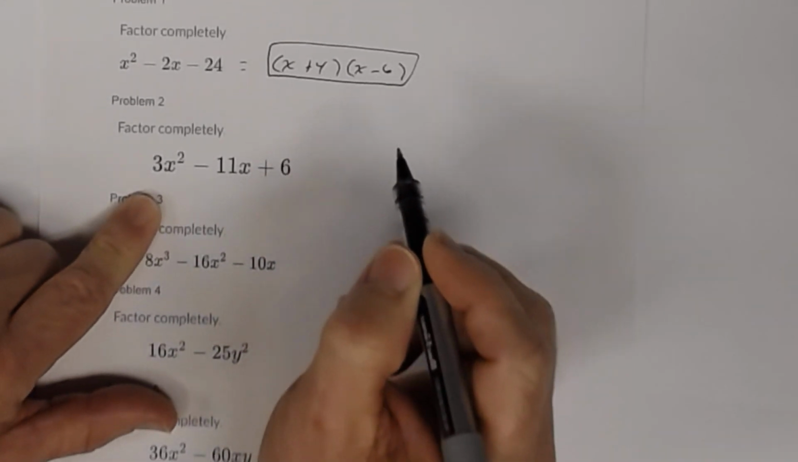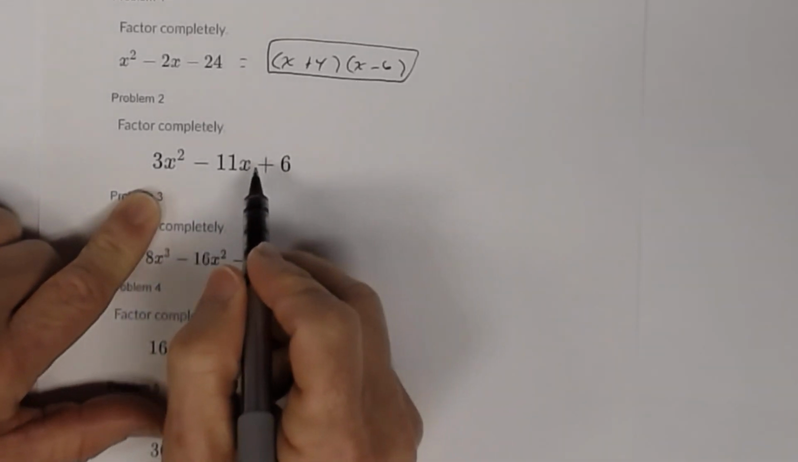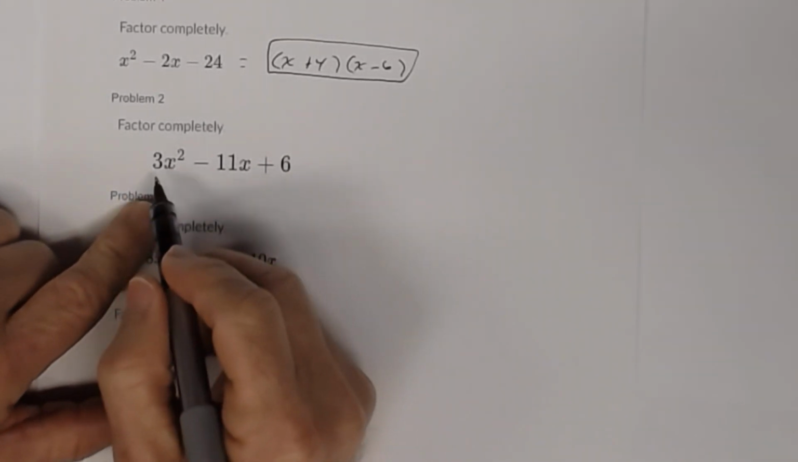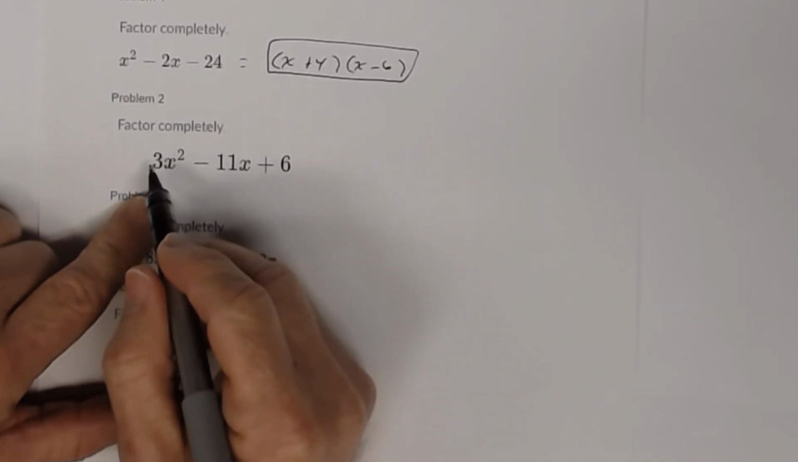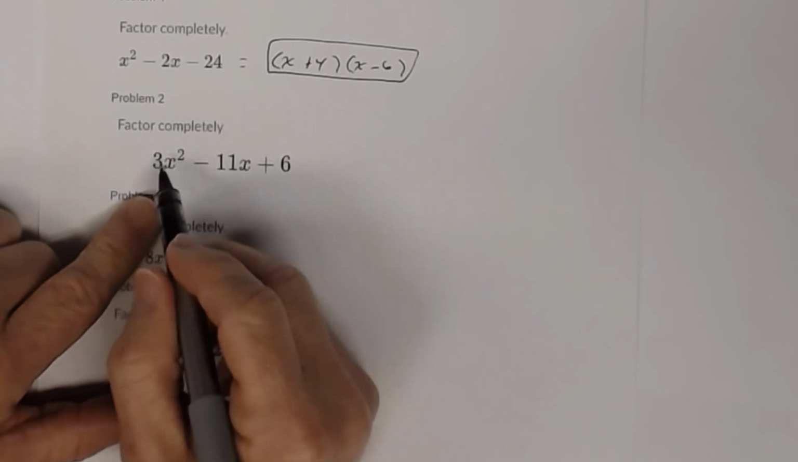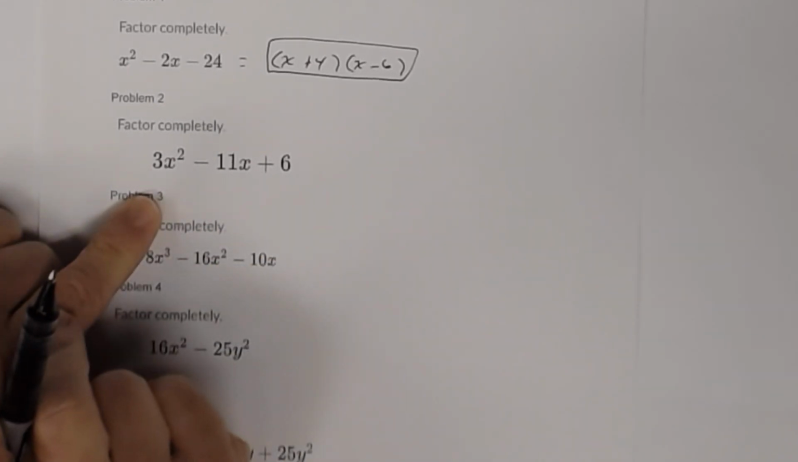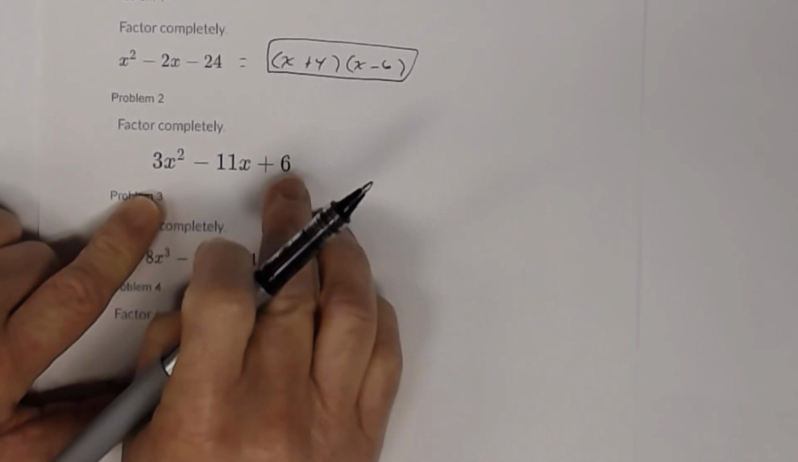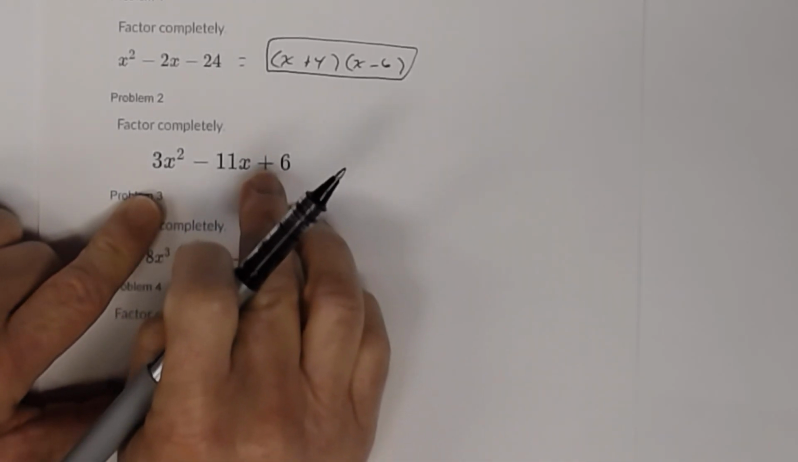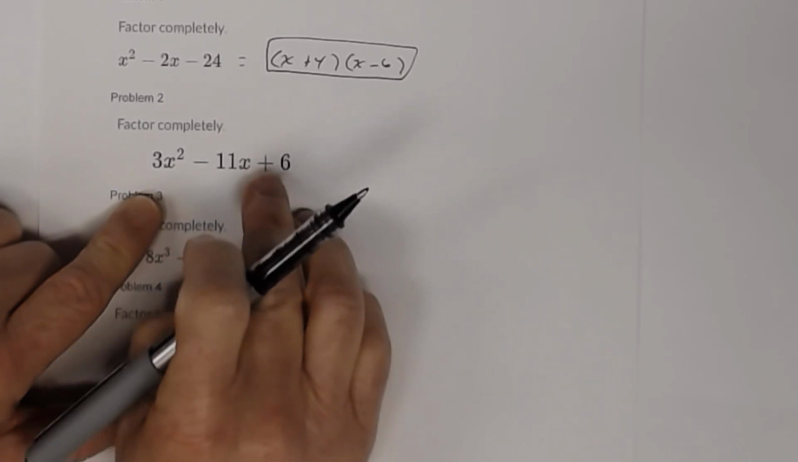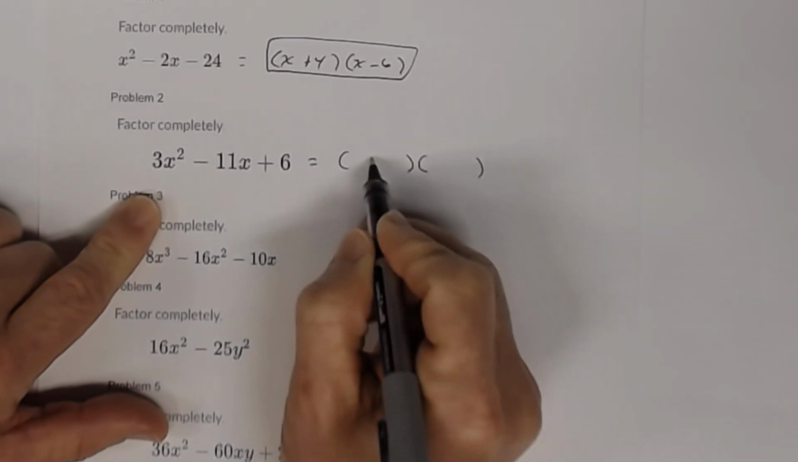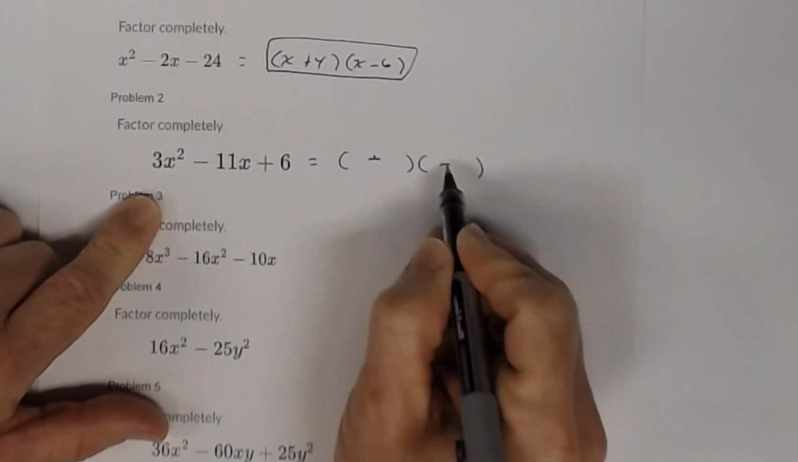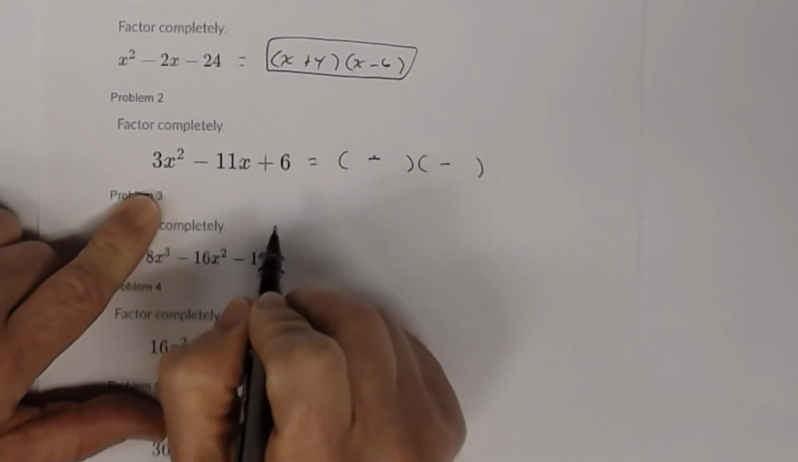All right, and number 2, again, the GCF is 1. This one's easier as well because the coefficient of x squared is prime. So there's only one possibility for 3x squared, and that is 3x and x. Now, 6 is not prime, but it's not a difficult number to deal with. But notice again the signs in the middle. I'm sorry, the last sign's positive, so that means that the signs within the binomials here will be both negative, and negative because of the middle sign.